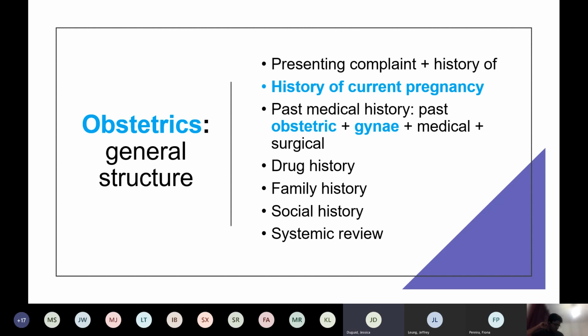And then you just go into past medical history, and in that you can do a tiny bit about the gynae and a tiny bit about the obstetrics. And then again, you do need to ask about surgery. It's not quite so important as it is in gynaecology, apart from C-sections, obviously important, but you should hopefully find that out in the obstetric history. But everything else is just the same, apart from you need to ask about past obstetric and gynae history, and then go into the current pregnancy in detail.